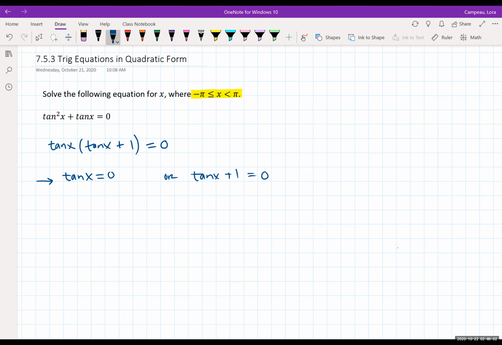So then we have a nicer version of a trig equation to solve. What we're going to look at first is tangent x equals 0. And we're looking for the values of x where the tangent is 0. And so what I'm noticing right here for myself is that that is a quadrantal angle.